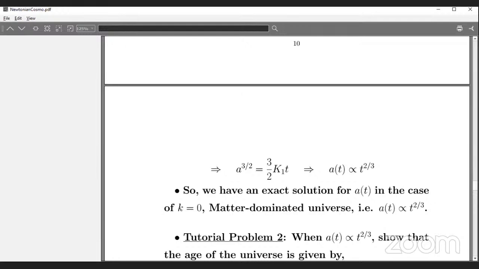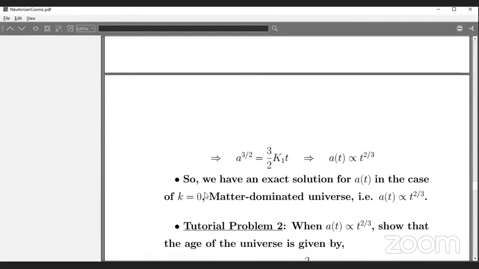So what we have proved is that for the k equal to 0 matter dominated universe, the scale factor increases as cosmic time to the power 2/3. Okay. And this is matter dominated. Why? Because we are talking about matter having random speed much less than the speed of light, so that it is essentially in the form of non-relativistic matter.